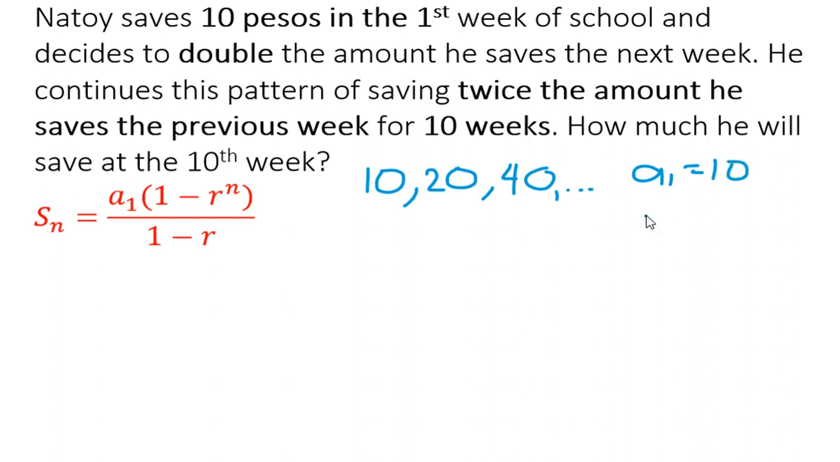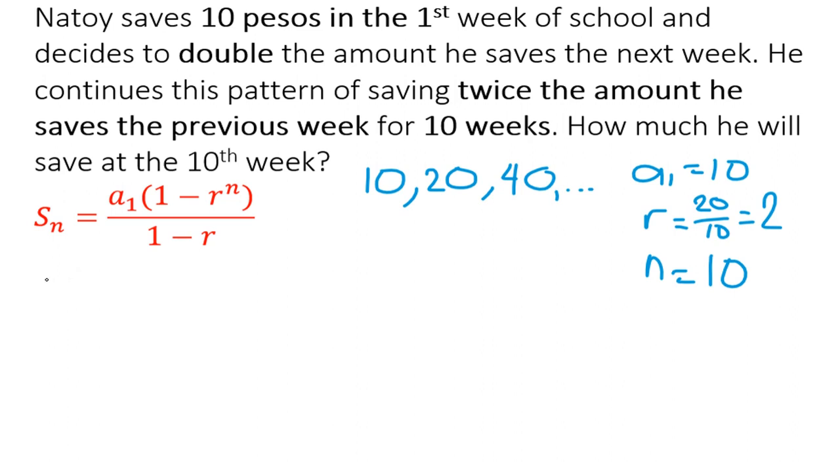And yung ratio, ano yung common ratio niya? So, kunin natin yan. So, 20 divided by 10, and that is equal to 2. And yung n, ano yung n natin? Number of terms. So, pang ilan? So, 10 weeks. Okay. So, meron pa bang ibang given? So, yan na. Okay. So, hanapin na natin yung sagot.